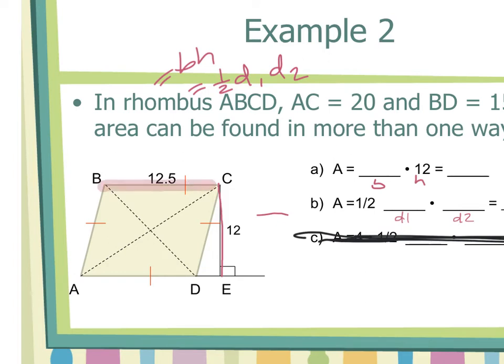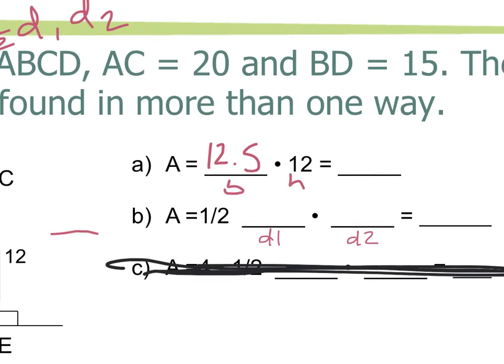Looking at the top part here, we see that our base is 12.5, so we can fill in 12.5 there, and we just multiply 12.5 times 12, which is going to be 150.